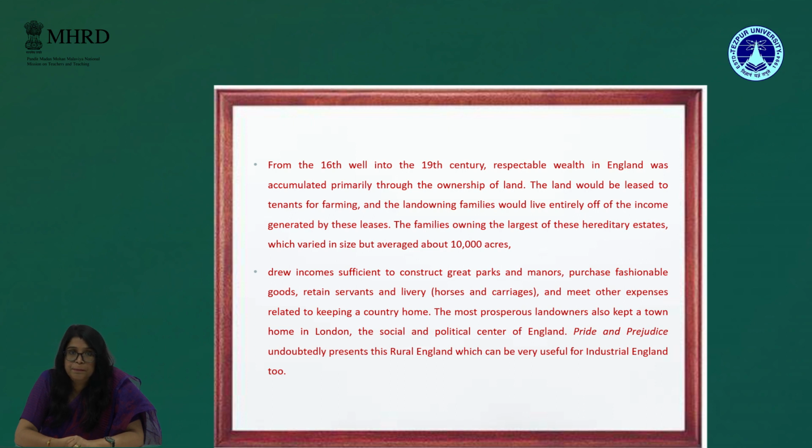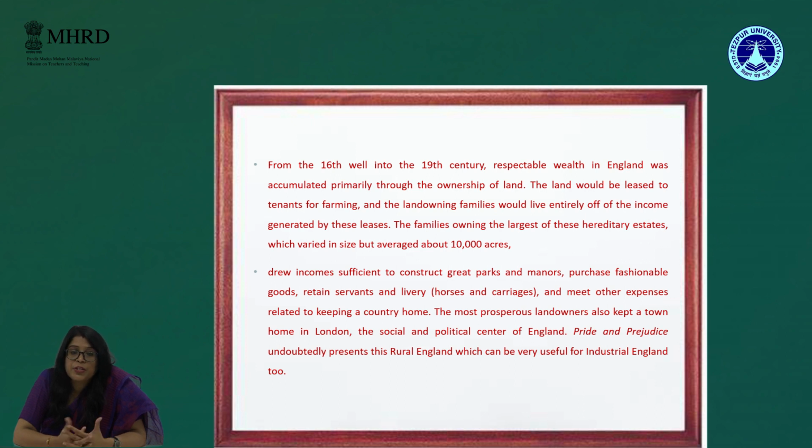The families owned the largest of these hereditary estates, which varied in size, but the average was about 10,000 acres. So it was a very huge estate which these people owned during that period. Now, the income that was generated from these areas was sufficient to create parks and manors, like we see in the Netherfield Park.